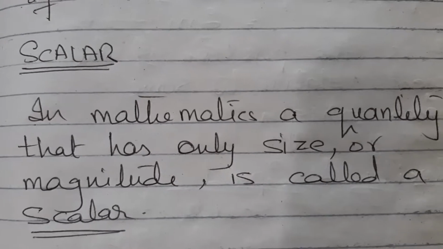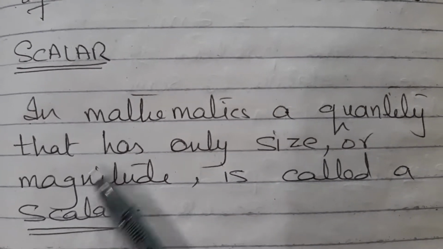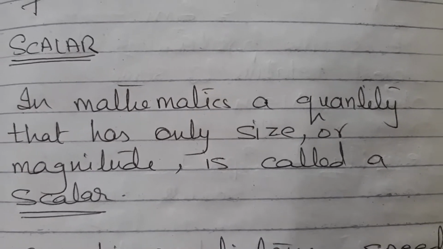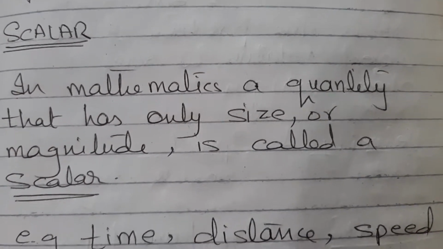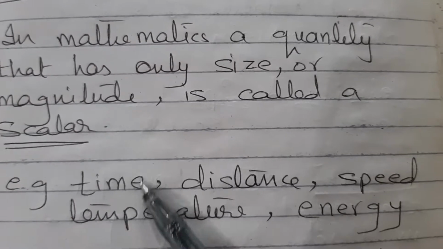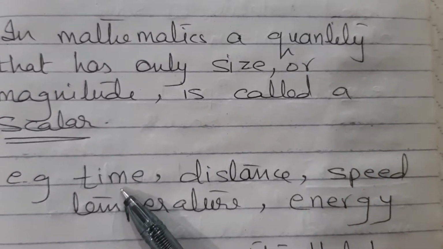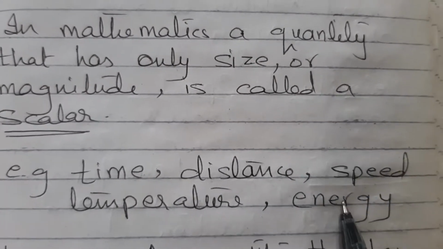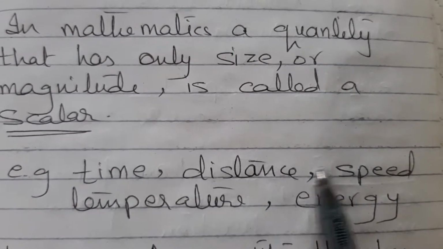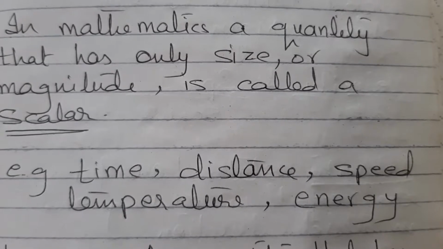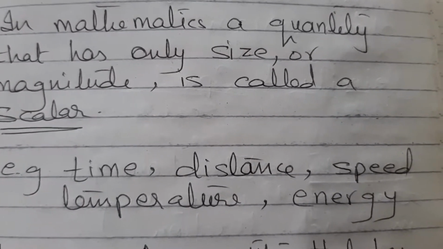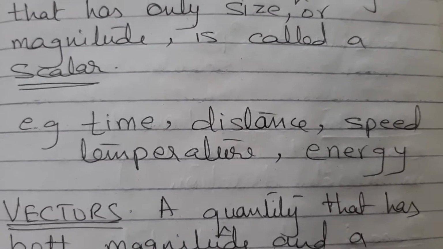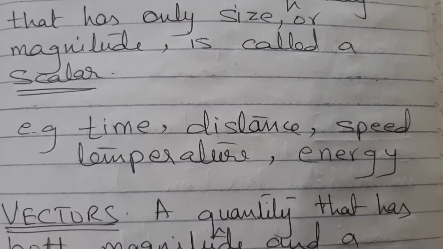So let's see what is the meaning of the term scalar. In mathematics, a quantity that has only size or magnitude is called a scalar. So for example, time, distance, speed, energy, temperature. These are those quantities which only need a magnitude to explain them. We do not need a direction to explain them, so they are called scalar quantities.